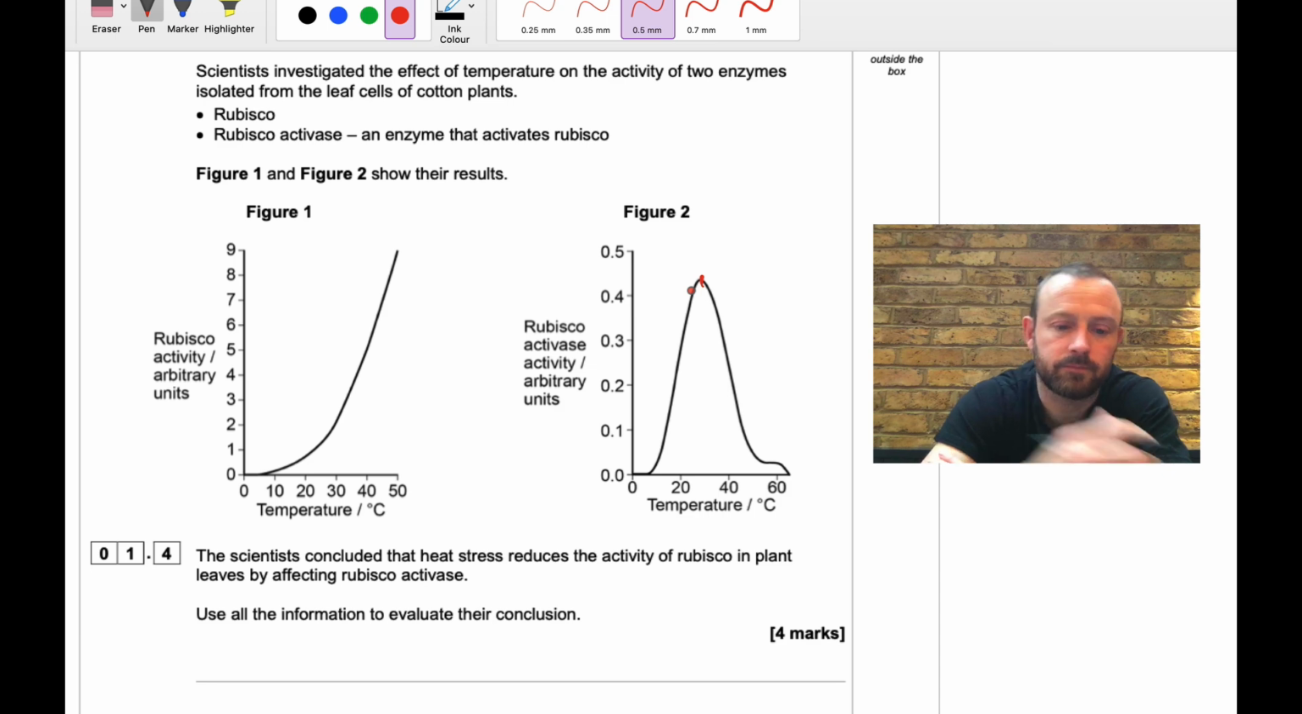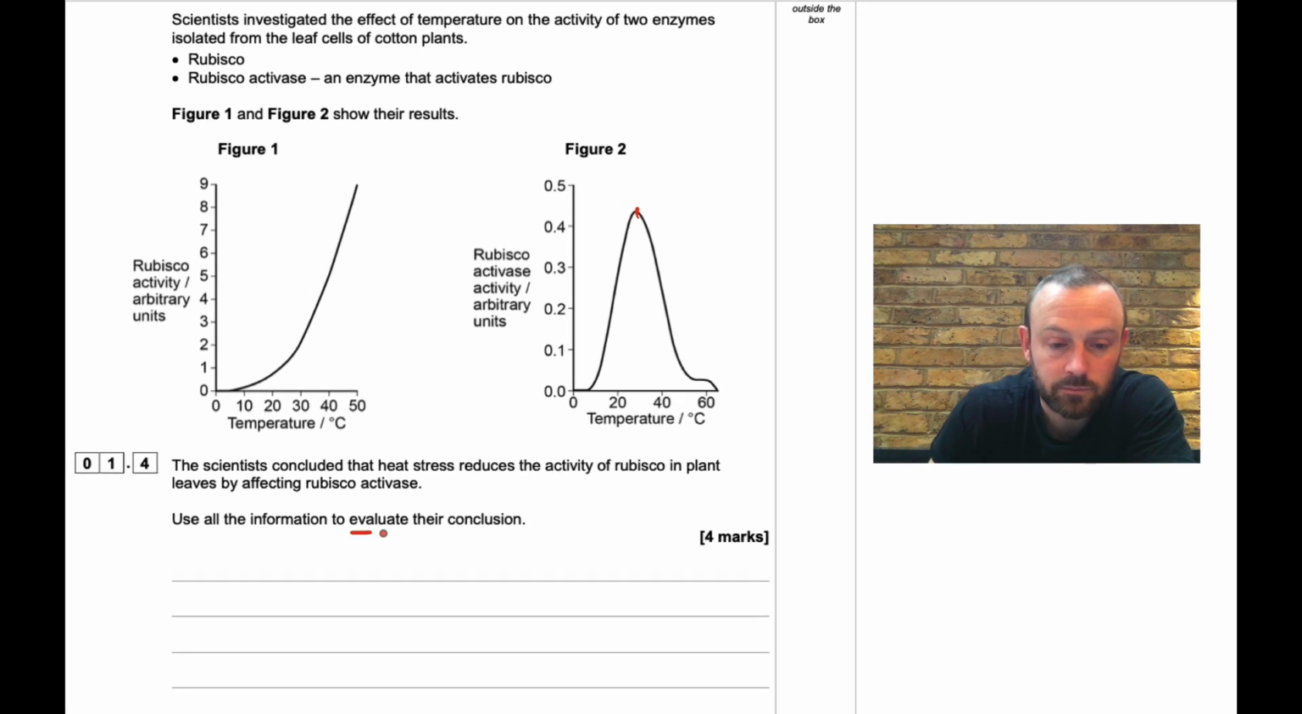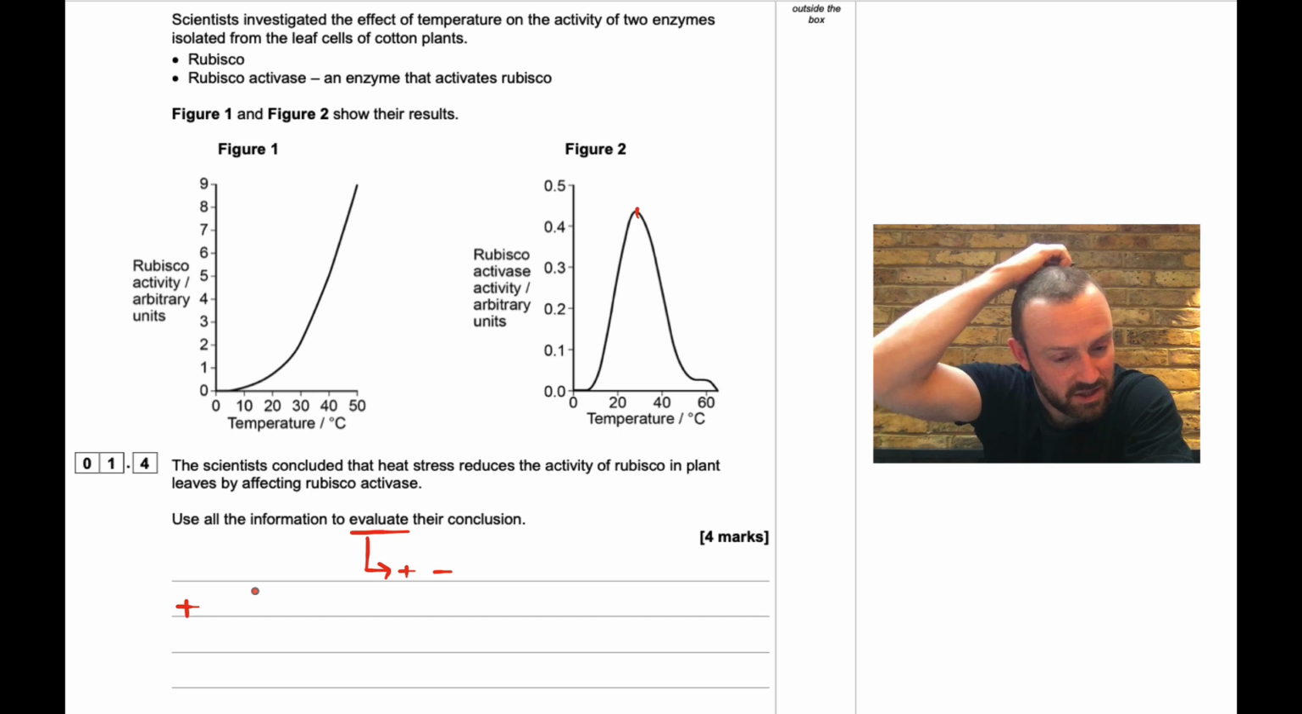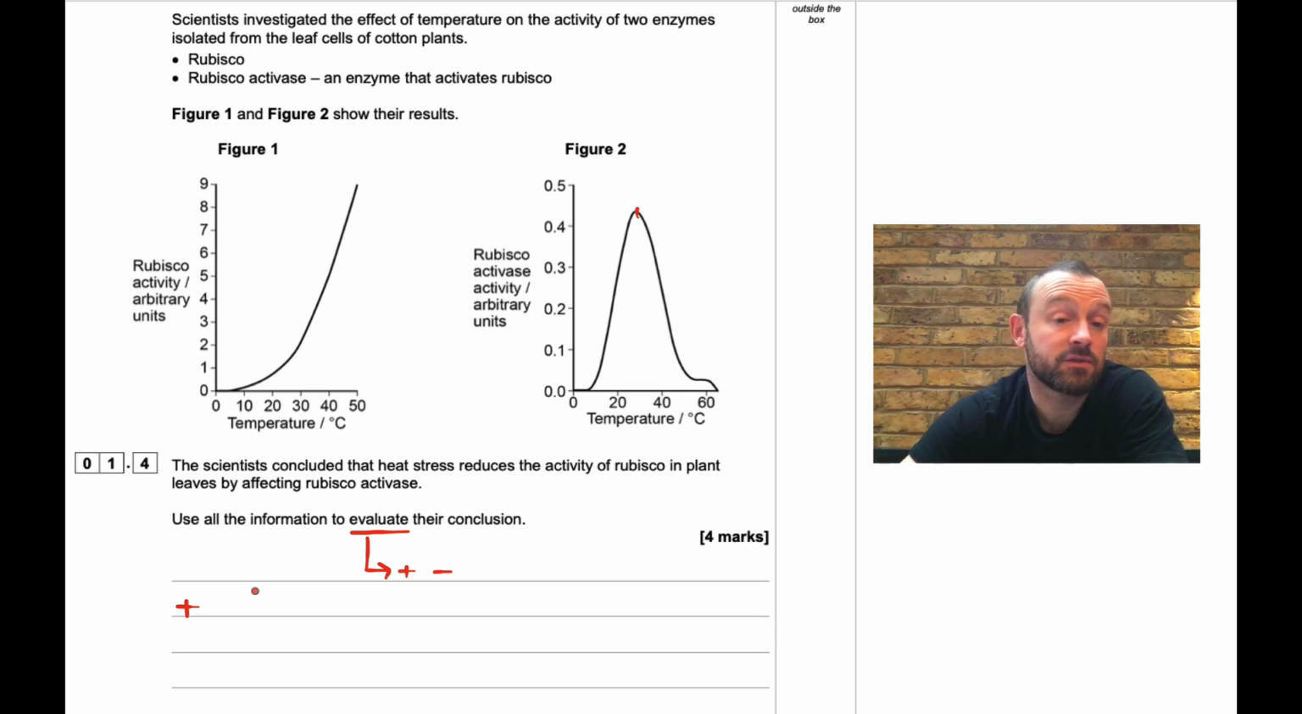Okay, so, all right, I'm just thinking in my head here. Evaluate. So normally with evaluate, you want to have some things for the conclusion, some things against their conclusion. That's normally what they're looking for. So we're going to want to say some plus and minus things. Now, just glancing at it, I'm seeing more plus than minus, but potentially there's a little bit of minus. So first of all, things for their conclusion. Rubisco activity increases with temperature and does not appear to ever decrease.